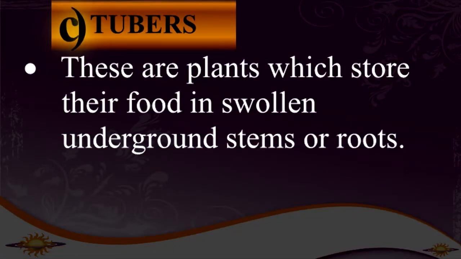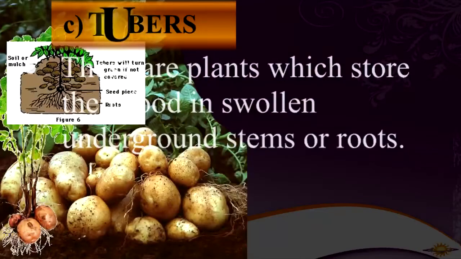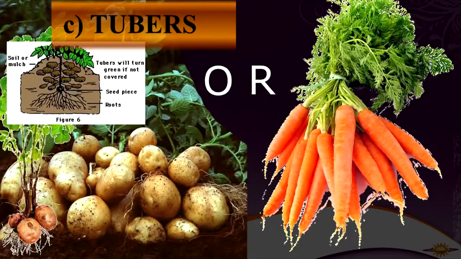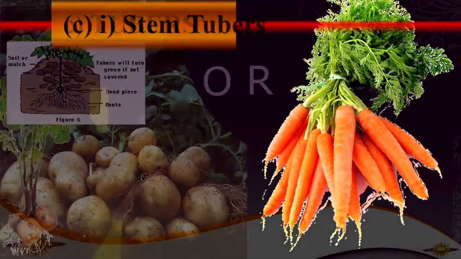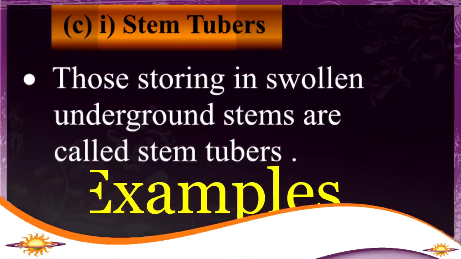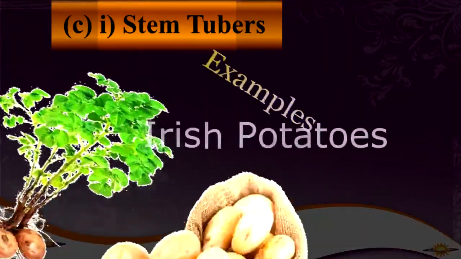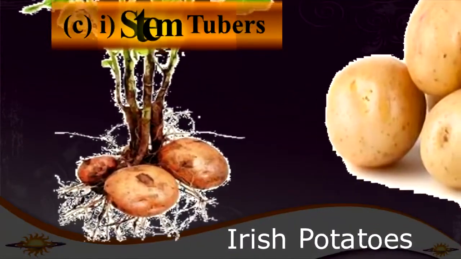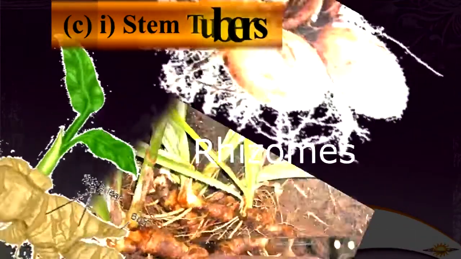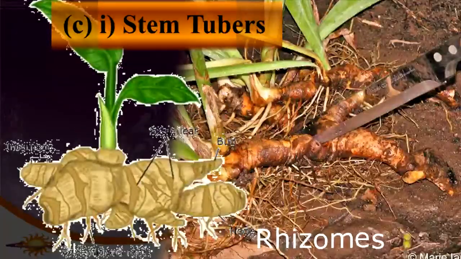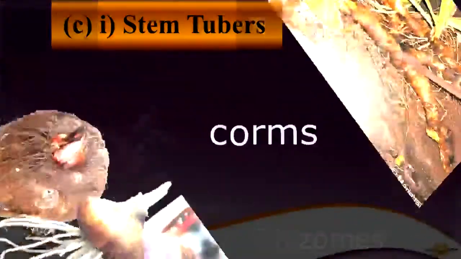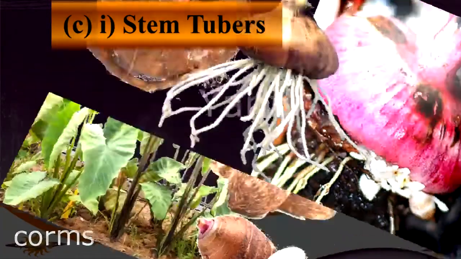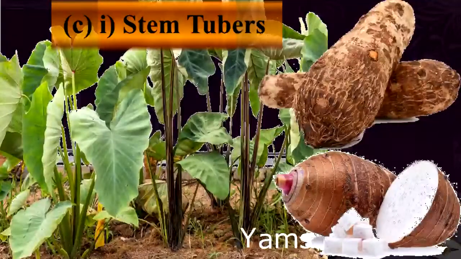These are plants which store their food in swollen stems or swollen roots. Those which store their food in swollen stems are called stem tubers. For example, Irish potato, rhizomes, corms, and yams.